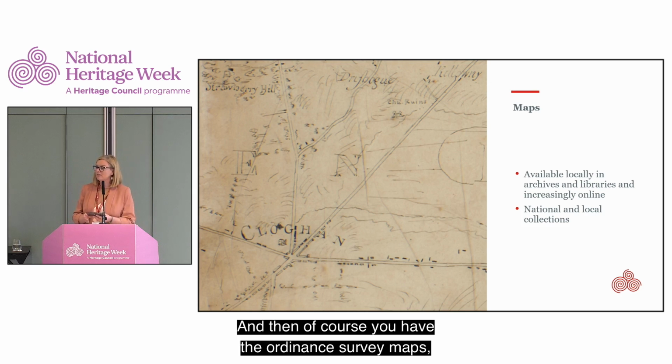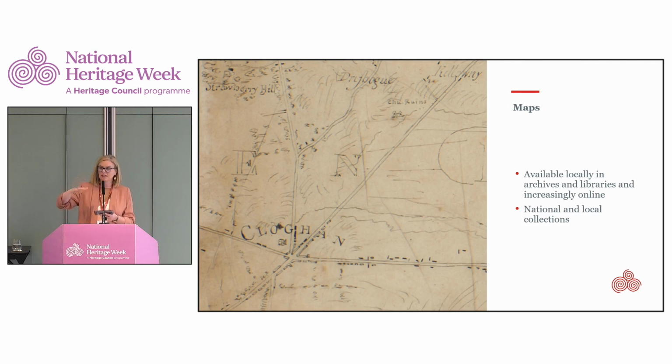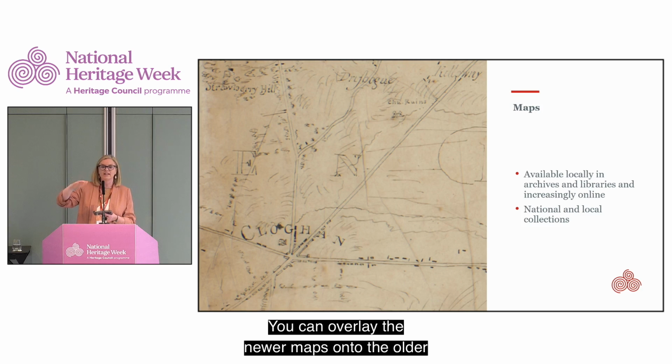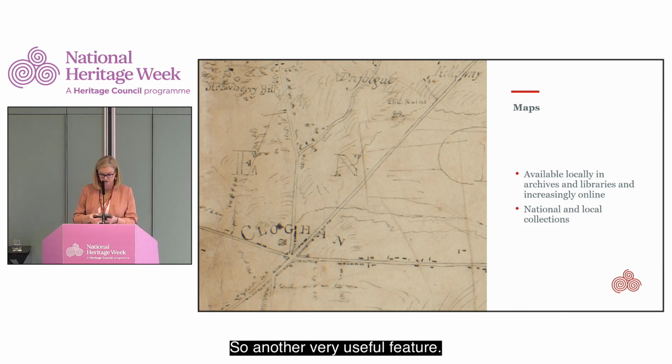And then, of course, you have the Ordnance Survey maps. They're online, and you can layer historical information on that. You can overlay the newer maps onto the older historical maps and see how things have changed over time. So another very useful feature.